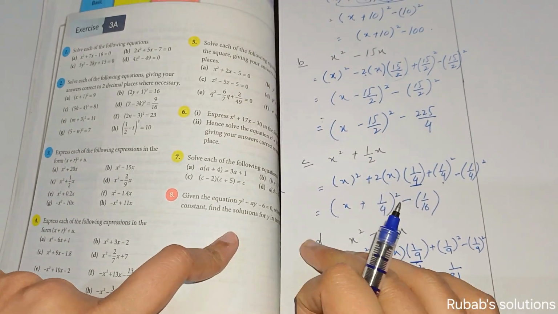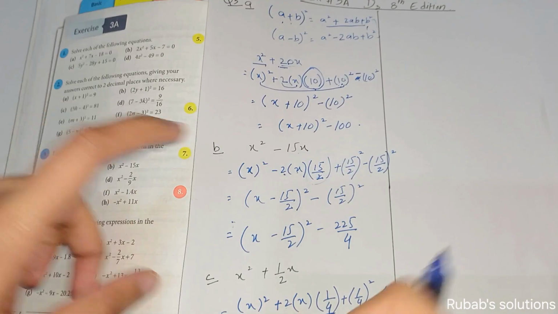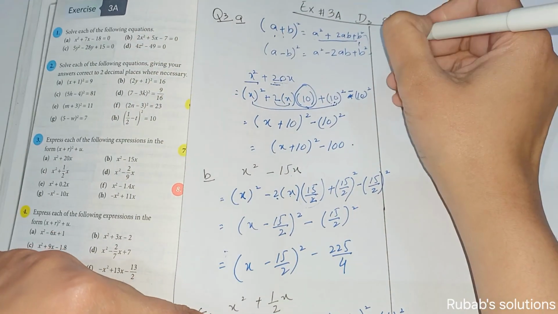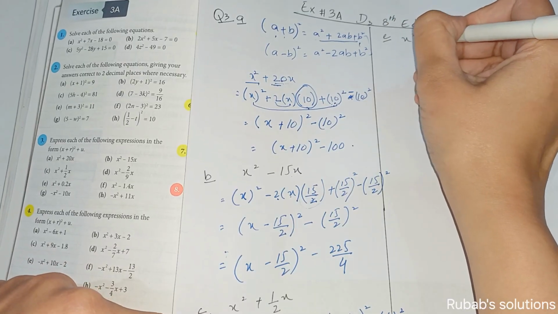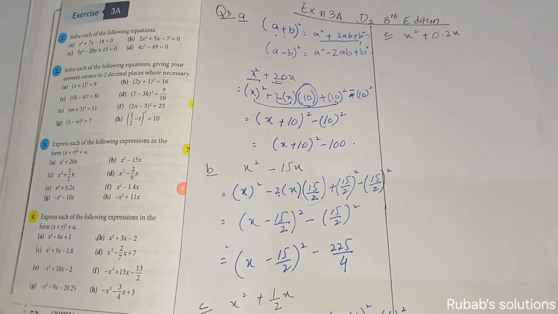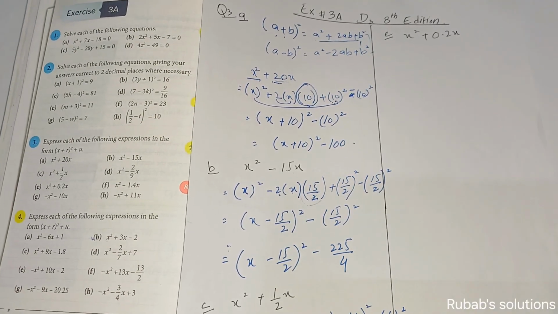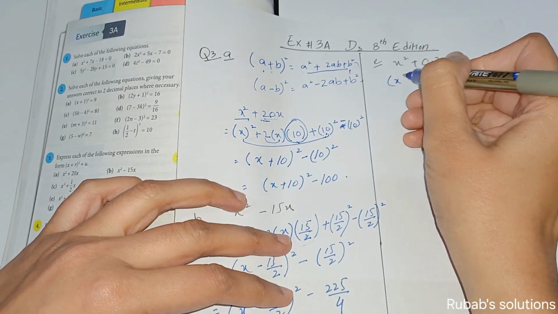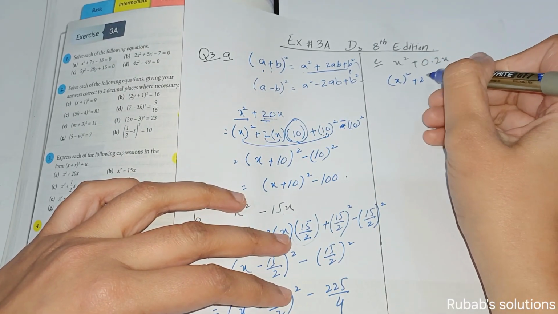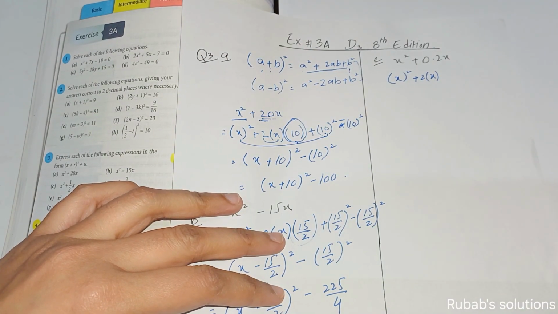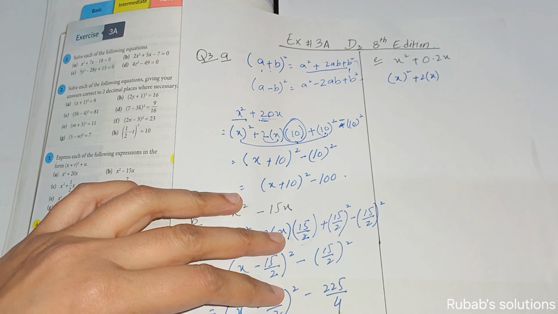Moving towards the next, that is part E, and part E is x square plus 0.2x. When there is a plus sign, you will apply the first formula. When there is a negative sign, you will apply the second formula. So over here it is a plus sign, so I will write a, that is x square, plus 2, a is x. Okay, now I have to make it 0.2. How will 0.2 be made? By dividing. What do you have to divide it by?